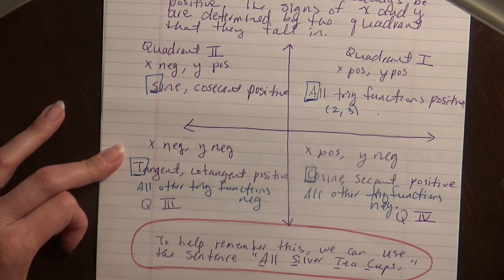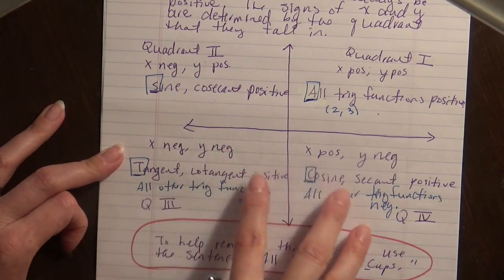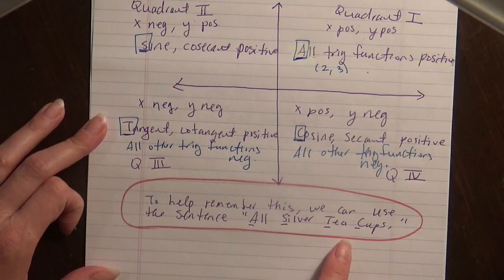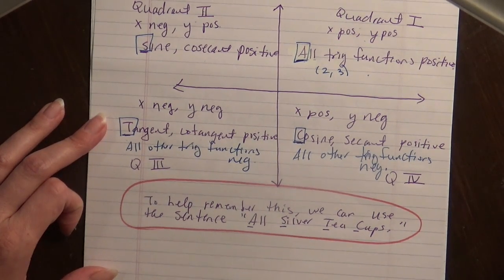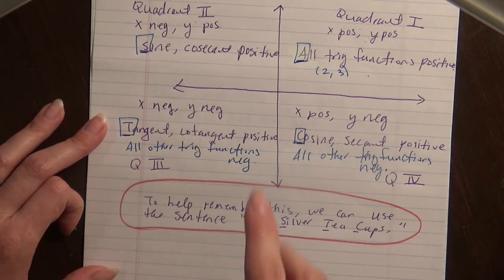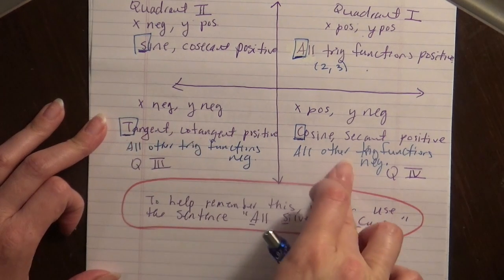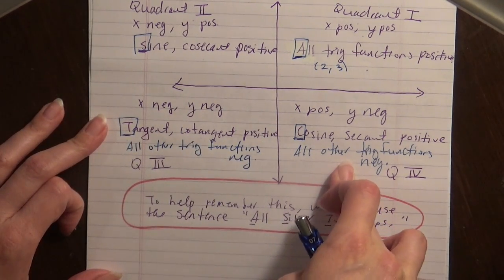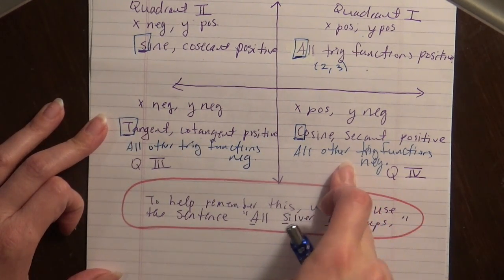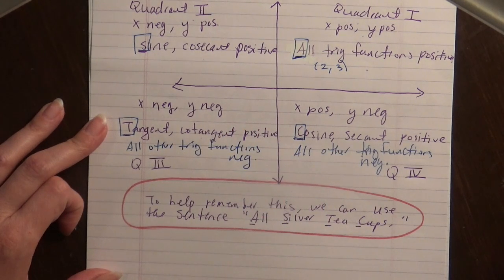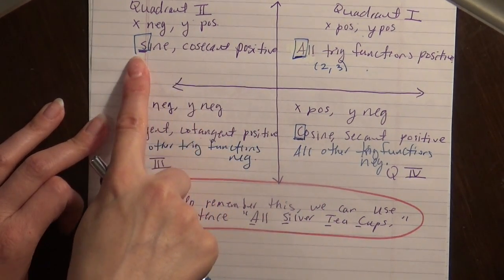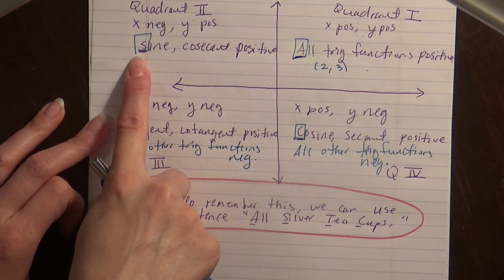So take the time that you need to grasp this because it's extremely important. It's not hard to remember. You just got to remember all silver teacups. Those are the positive ones. The rest of them are negative. And of course, the reciprocals go with the original. You've got to remember that cosecant is the reciprocal of sine, so it's going to have the same positive or negative values.